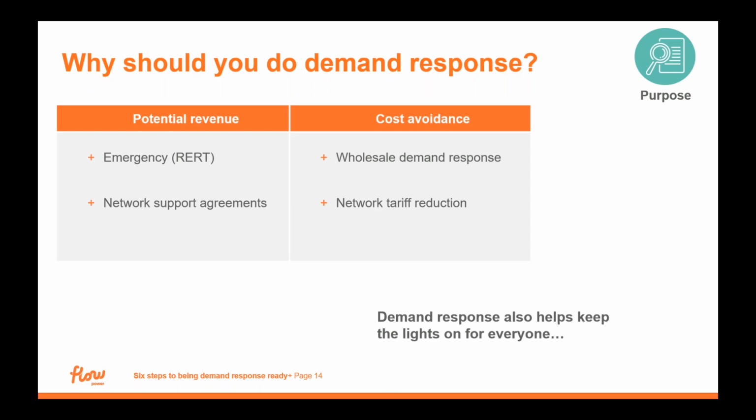On the cost avoidance and energy savings side, one of our core business models is exposing those wholesale prices to customers and then managing those peaks higher up the curve to reduce the overall energy spend. That's what we mean by wholesale demand response or natural demand response. And then network tariff reductions are another way, often referred to as peak shaving, where the network demand charges can be reduced significantly for customers.